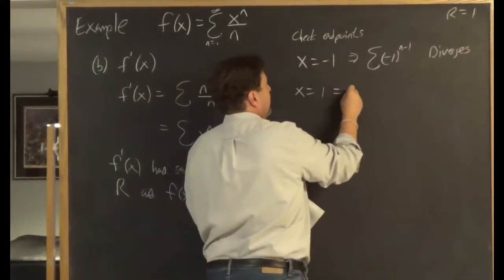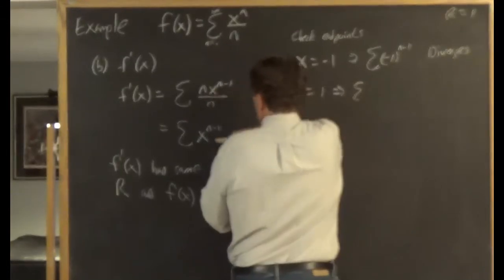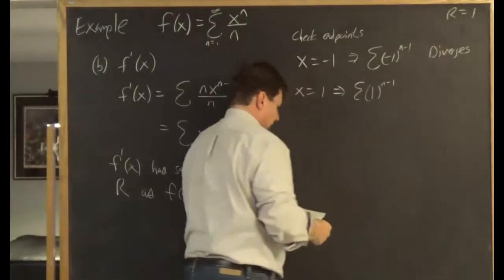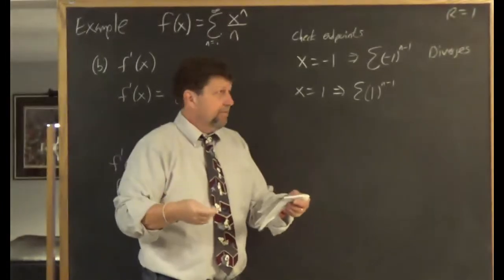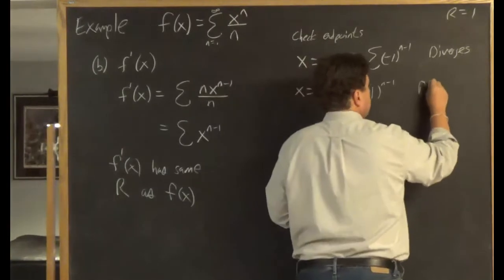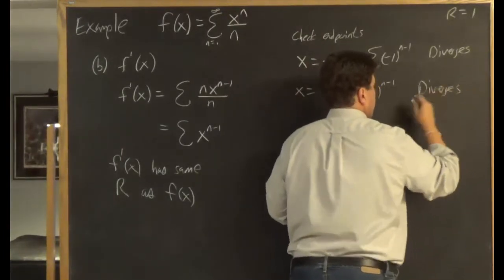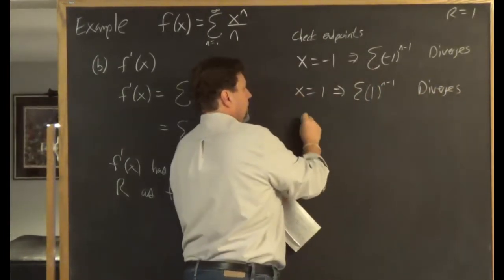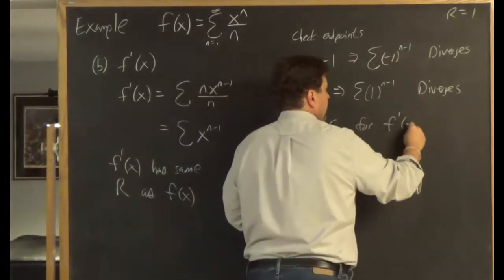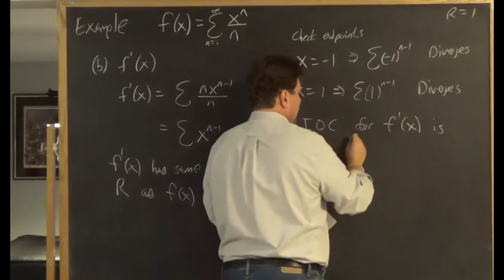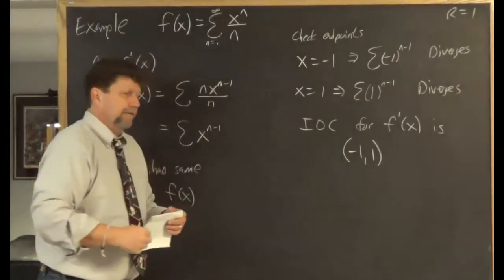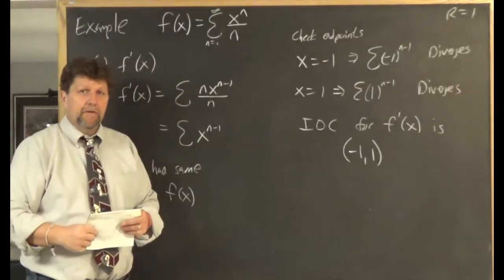Put 1 in. So you put 1 in here and you get 1 to the n minus 1. That just simplifies down to 1. That diverges by the nth term test. So the interval of convergence for the derivative is -1 to 1, parentheses around both.